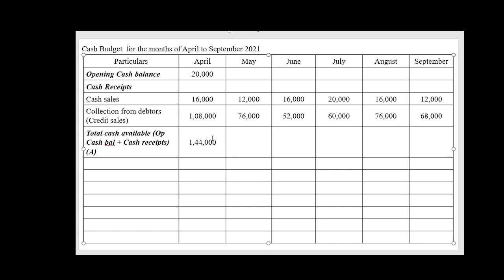We can't fill up the columns for May, June, July, August, September because we do not know the opening cash balance for all these months. But we need to find out. Okay, so first, if we can find out the closing cash balance of April, that will be the opening cash balance for the month of May. So we will keep all the other months just like that, and then go ahead and check out what are the cash payments.